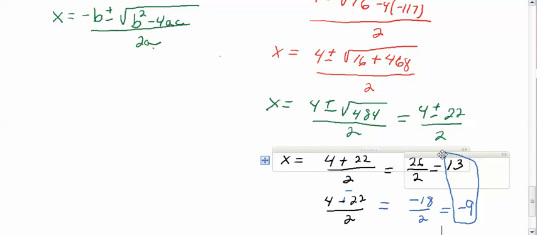Alright, quadratic formula. Not hard, takes a lot of paper space, so give yourself plenty of room to do your problems. Don't try to squish it, and do one step at a time, and it'll make it pretty easy.